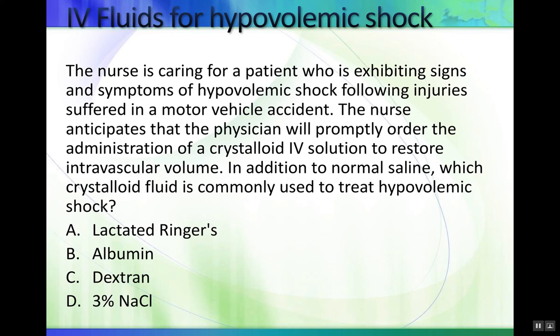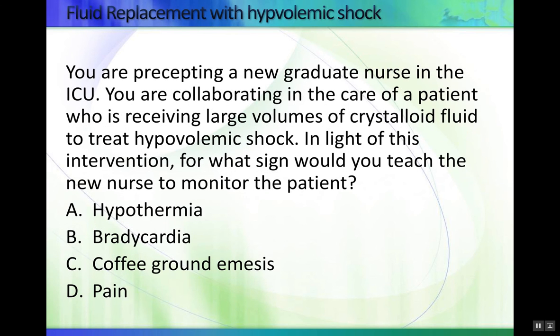In addition to normal saline, which crystalloid fluid is commonly used to treat hypovolemic shock? It's lactated Ringer's. Again, the 3% normal saline, a lot of times they'll avoid that because of the sodium, but also you want something that's isotonic when you're administering fluids at this point for these patients with hypovolemic shock. Fluid replacement.